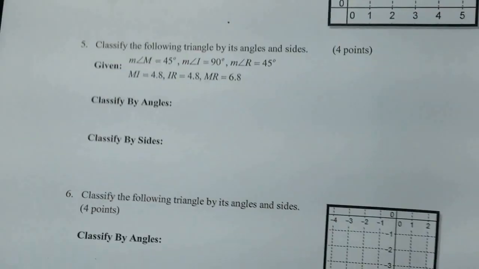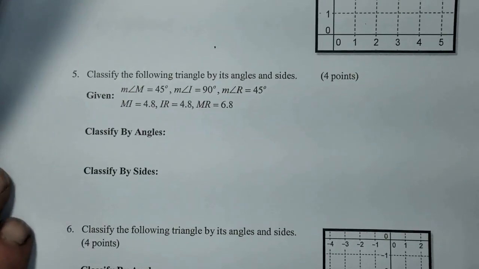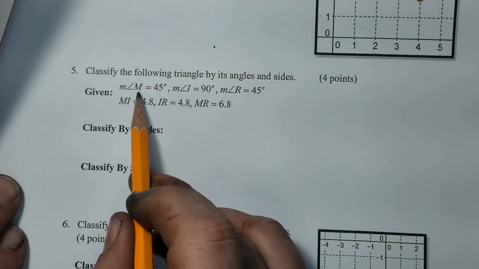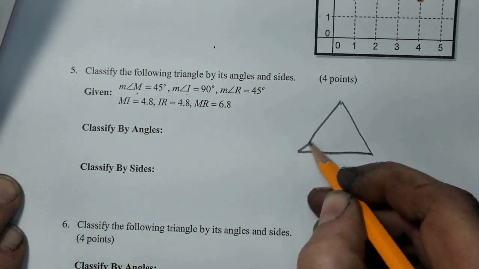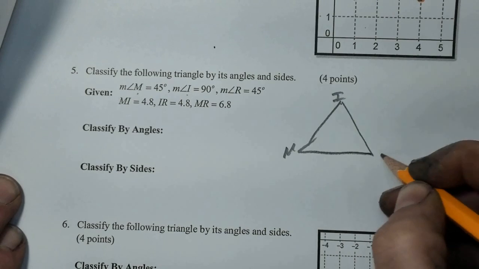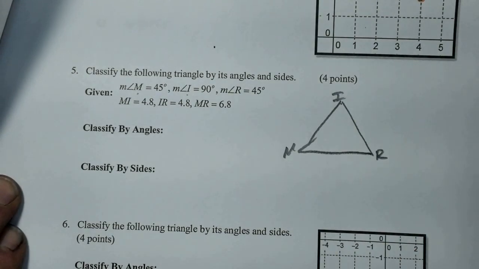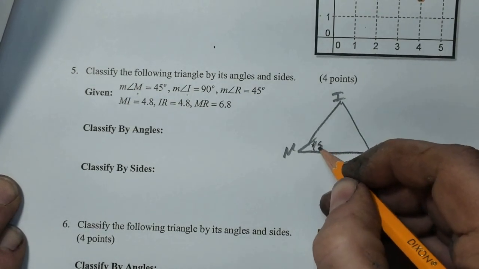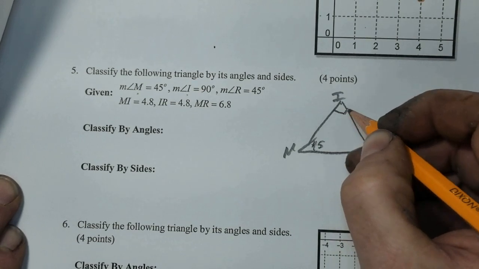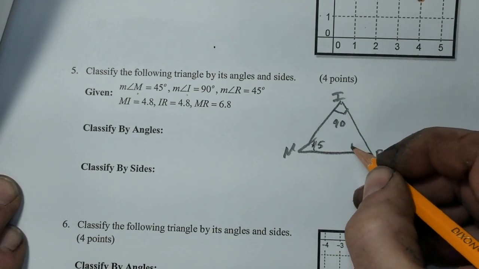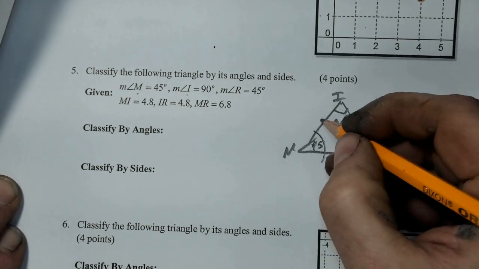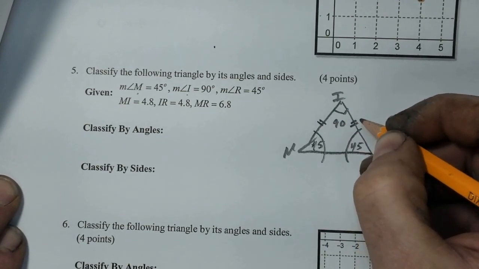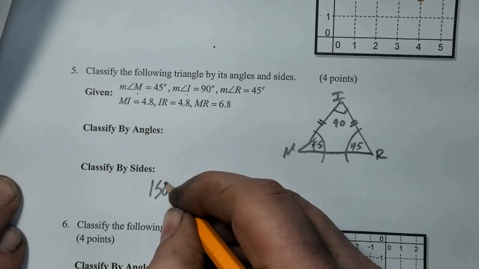All right, classify the following triangle by its sides. Measure of M, I, and R. Just draw yourself a generic triangle. Label them M, I, R. M is 45. Great. Let's put that down. I is 90. Okay? And R is 45. Right away you should notice these angles are the same. Therefore these sides are the same. Therefore it is an isosceles.